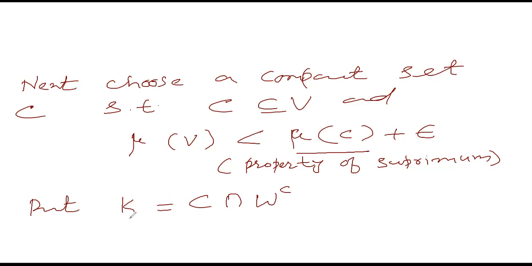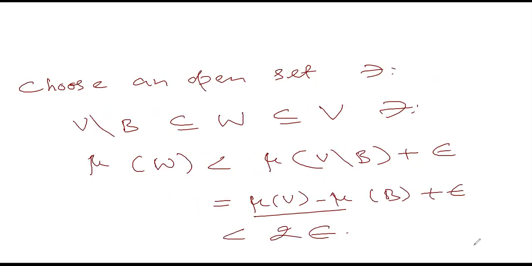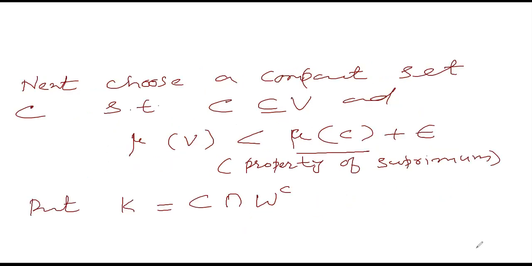So it's a subset of B. If X is in K, then X is not in W. If X is not in W, then X is not in V minus B. So that means X must be in B.